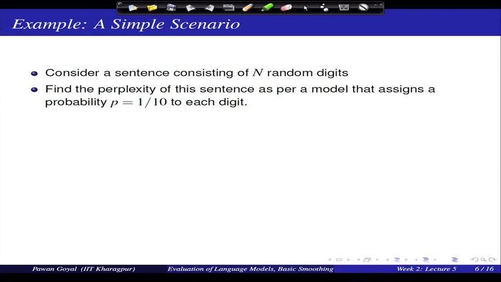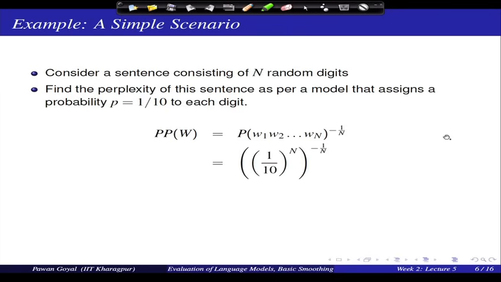Let us try to use the definition. So how did we define perplexity? That is the probability of this whole sequence w1 to wn to the power -1 by n. So can you try to fill in the values? Suppose my model gives a probability of 1 by 10 to each word. So this would be 1 by 10 for each word, to the power n for n different words, and to the power -1 by n.